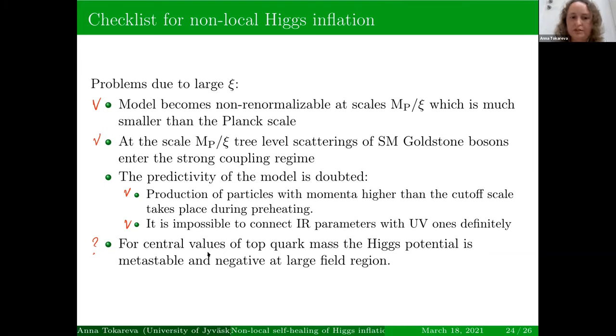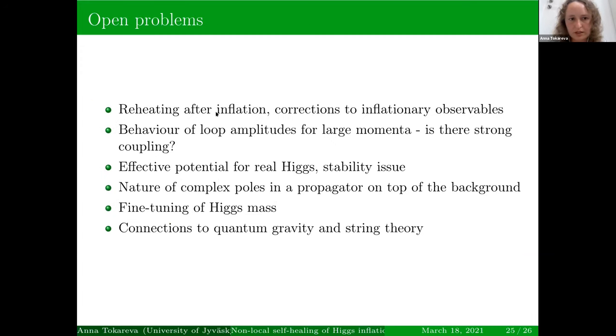The last problem is with the central values of the top quark mass and metastability of the Higgs potential. Here I put a question mark because it has not yet been started: how the running of the standard model Higgs self-coupling changes in the presence of a non-local propagator has not yet been studied. And it's also a good question. So there is a list of open problems.